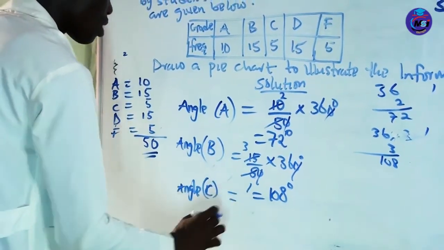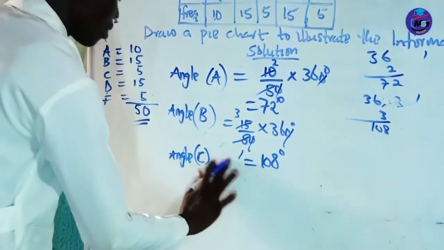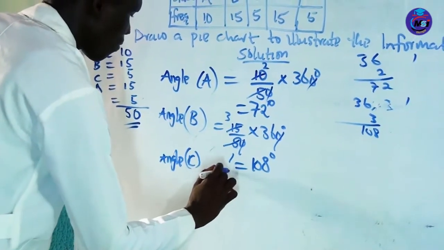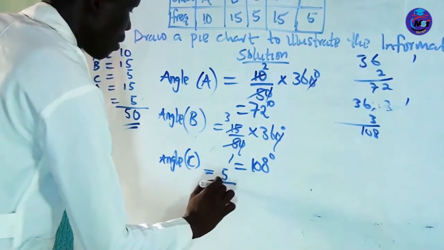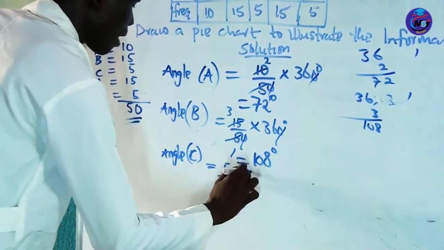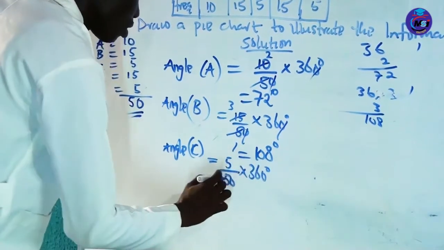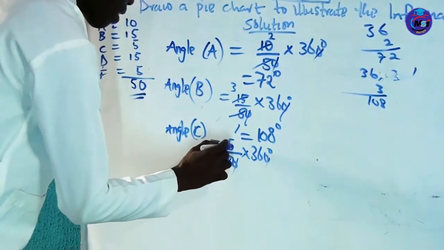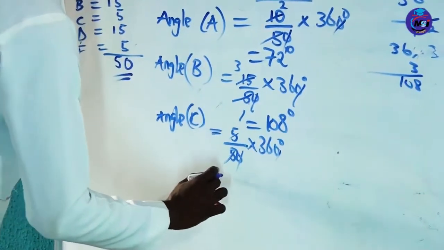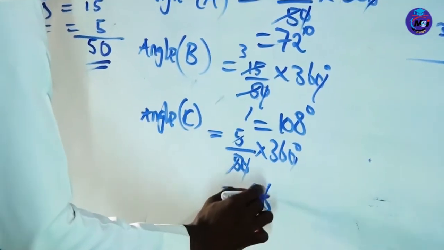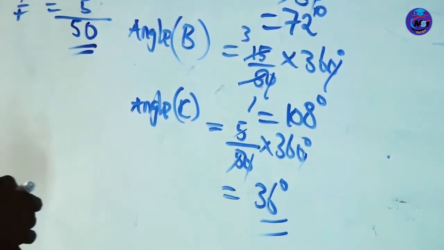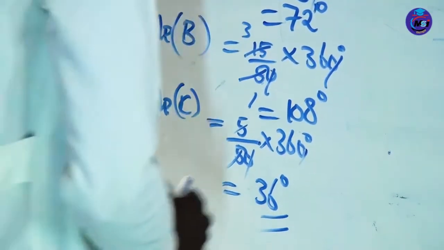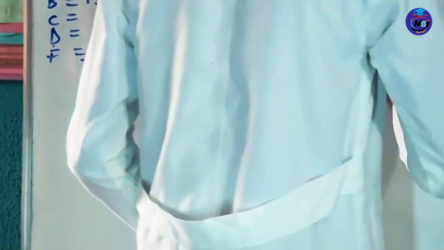Okay, now you pick the equivalent angle for C. It will give us 5 all over 50 multiplied by 360 degrees. So 0 cancels 0, 5 cancels 5. You have 36 degrees.